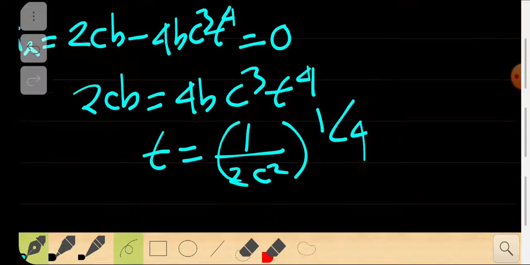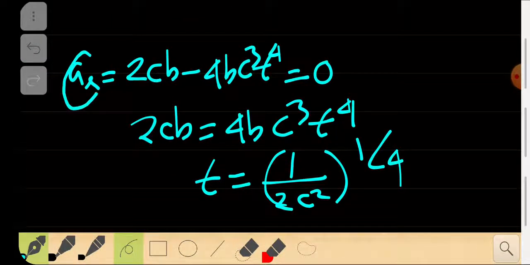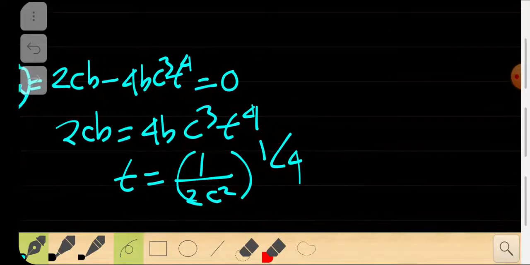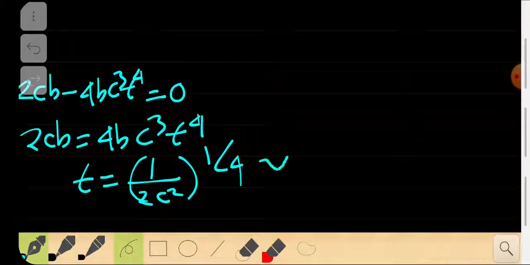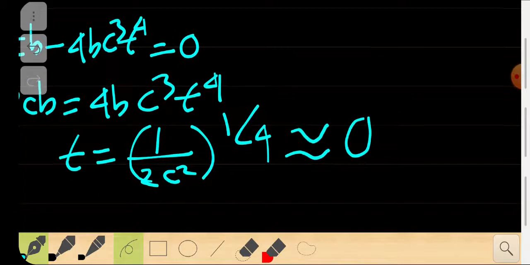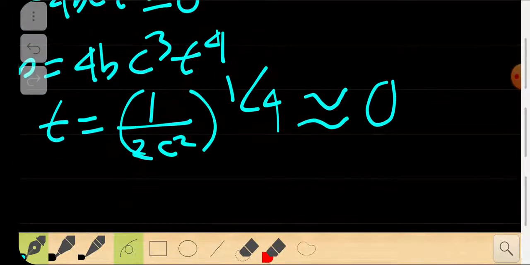So this is the time when the radial acceleration is equal to 0. So when this is approximately equal to 0 because the value is so small, you can clearly see from this equation that it is going to be a fraction of 1 in terms of c. We assumed c to be equal to some value like 3 or something like that. So it could be anything, but it's going to be small.